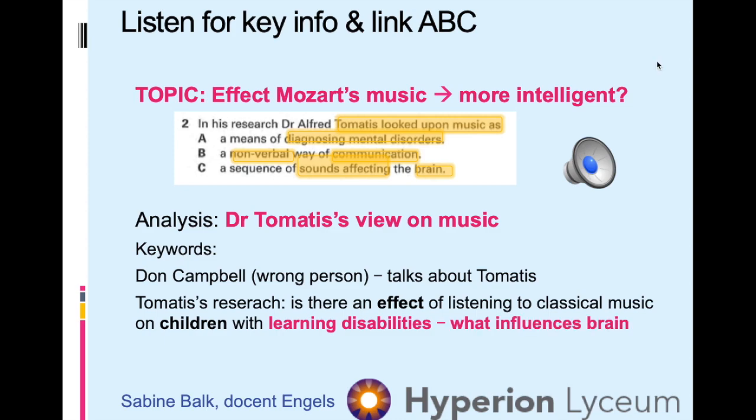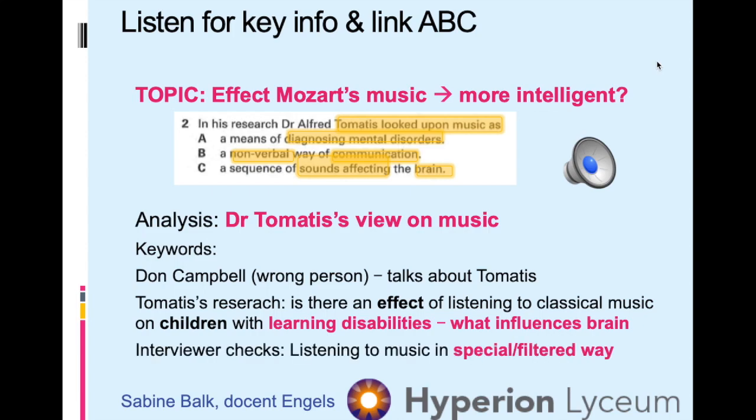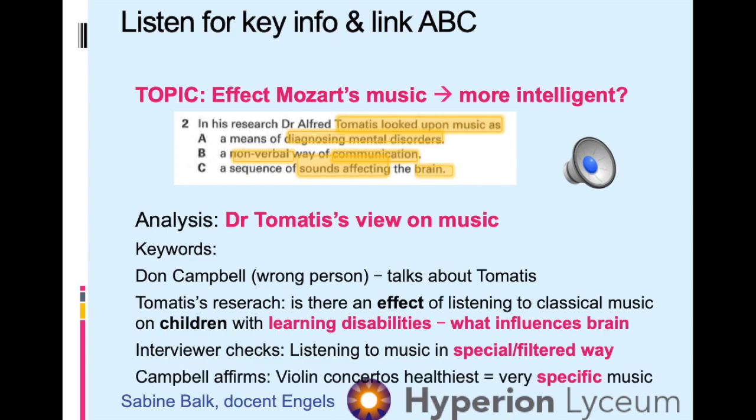But am I right in thinking that Alfred Tomatis' work doesn't largely or exclusively rely upon merely listening to music, but it's listening to music in a very special and filtered way? Exactly. And if anything, he says the Mozart violin concertos are the healthiest music in the world.